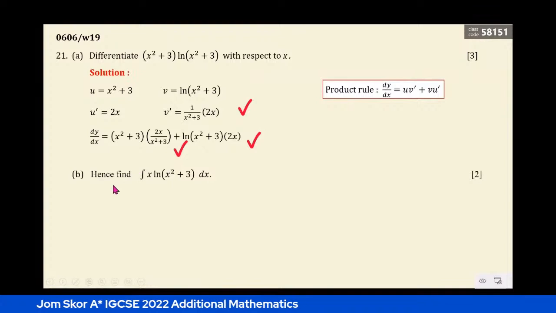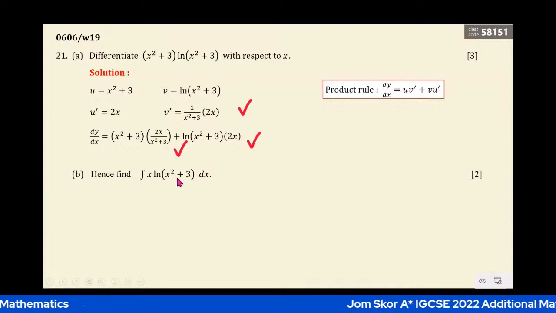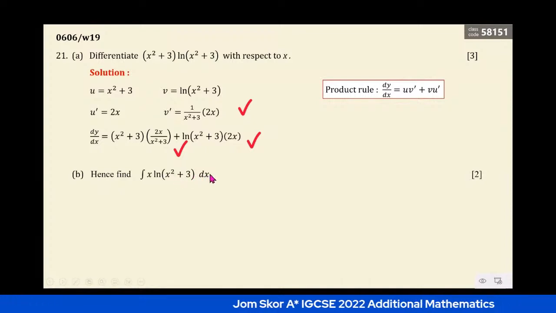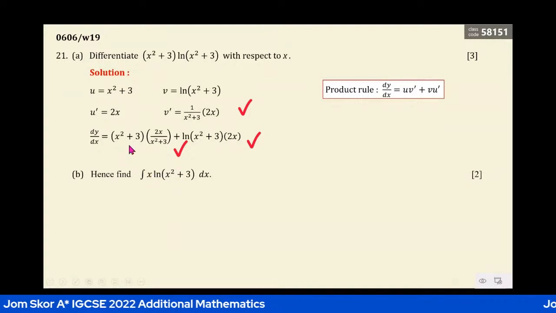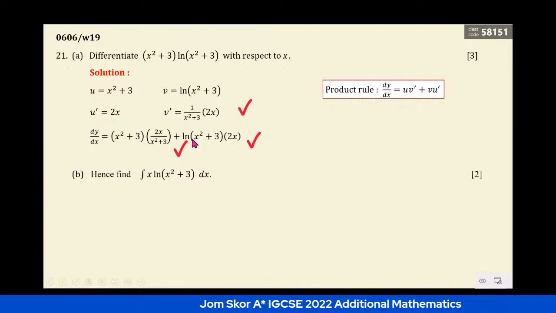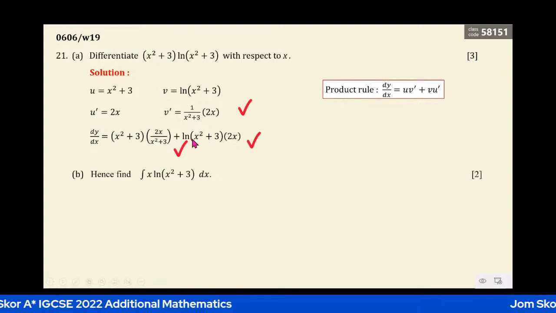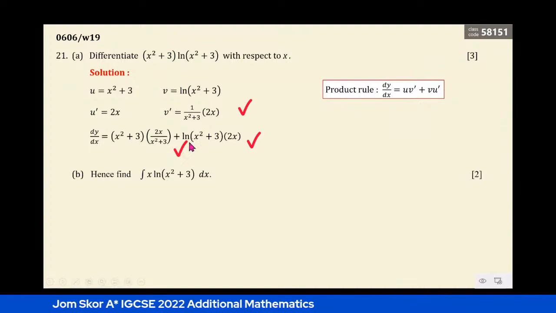21B says, hence find the integration of x ln x square plus 3 dx. If you notice, this is actually inside your dy/dx. Remember that when you differentiate the function, you will get dy/dx. When you integrate your dy/dx, you will get the function back. The reverse process of integration is differentiation. Look, it is inside this.